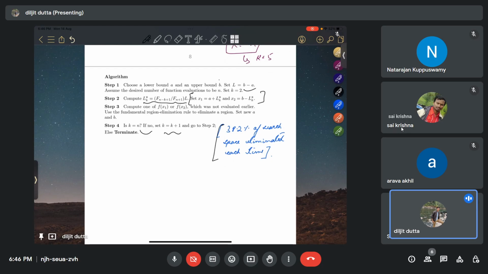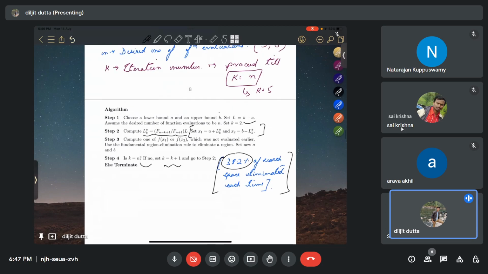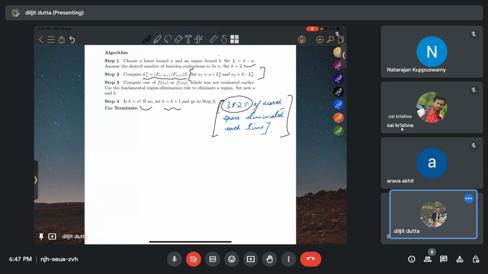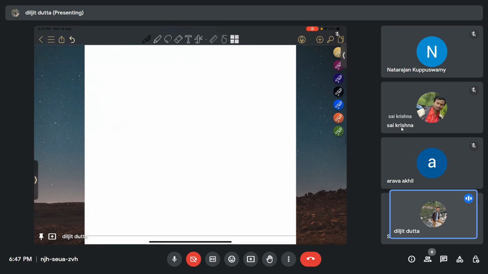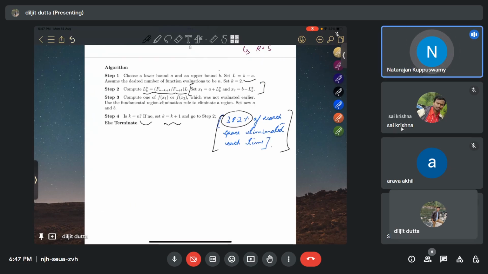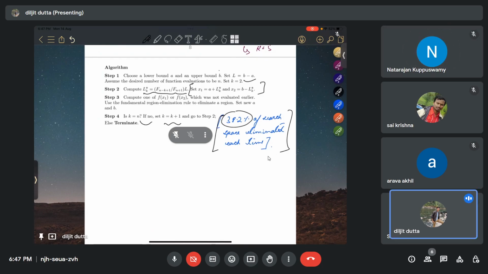So here also in every iteration 38.2% of the search area is eliminated. So it is similar to the golden section search method. Here also we saw that 38.2% is eliminated in every iteration. Here also it is the same. Okay, these were the starting k is equal to 2, not 1. Yeah, starting k is equal to 2, it's not equal to 1.